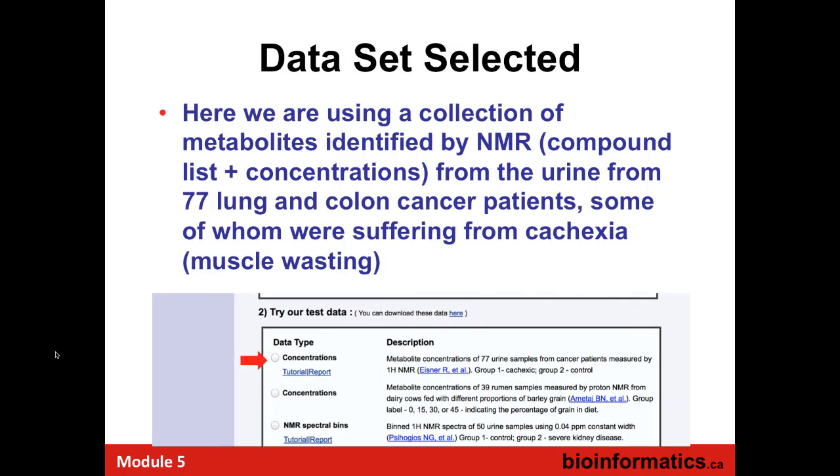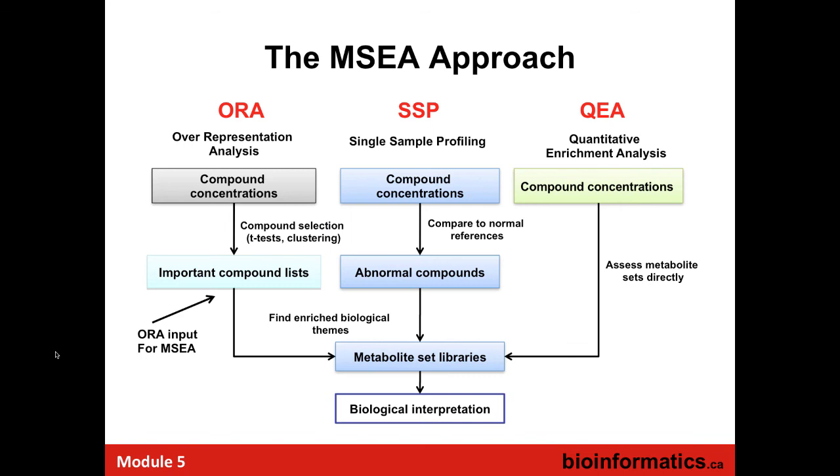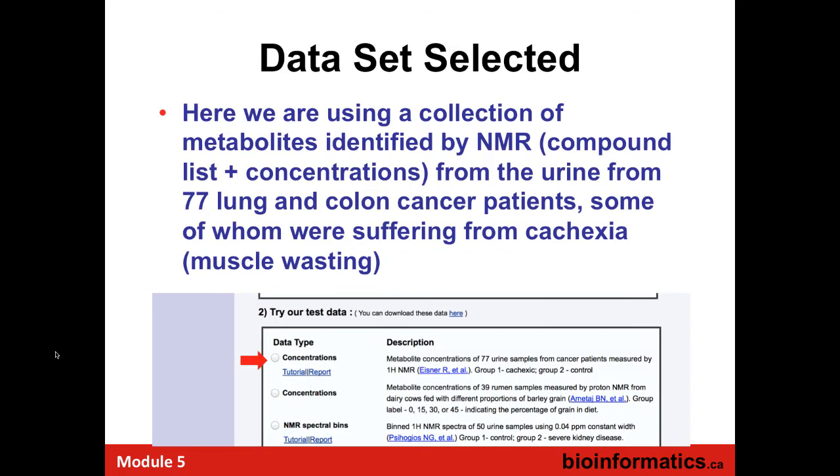In the case of compound overrepresentation analysis, you could. If you've got something that's overrepresented, then it's essentially compound names. But in this case, the concentrations are critical because there's all this reference data that's in HMDB. So here we're doing overrepresentation analysis.